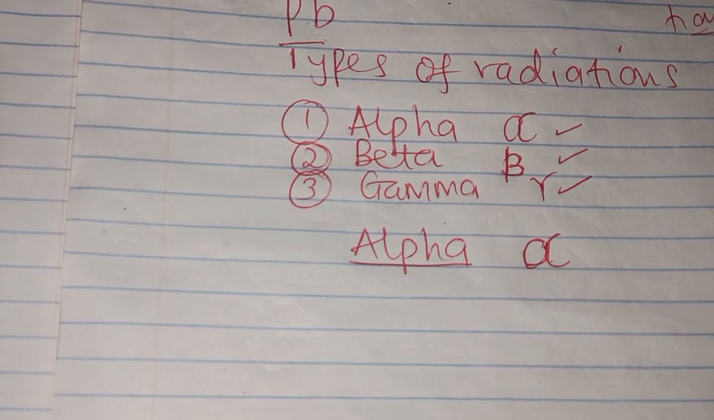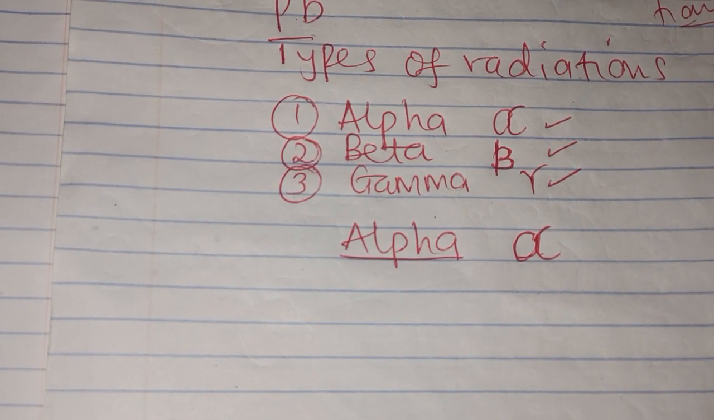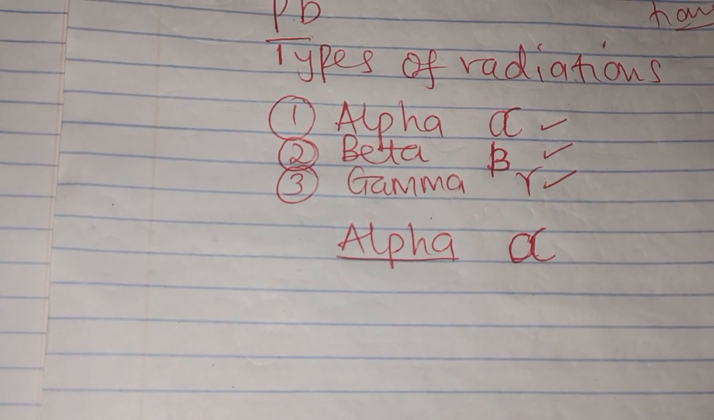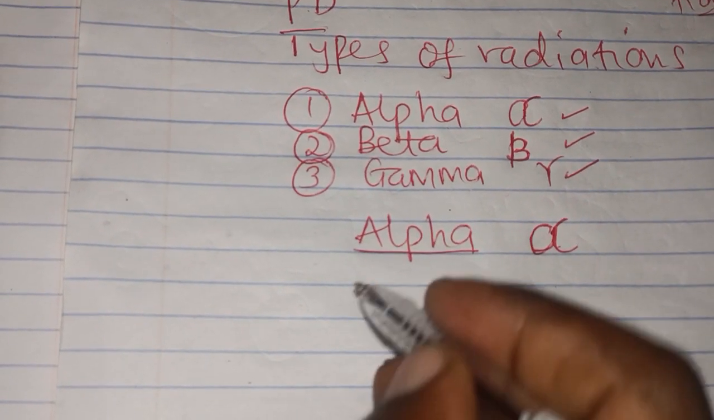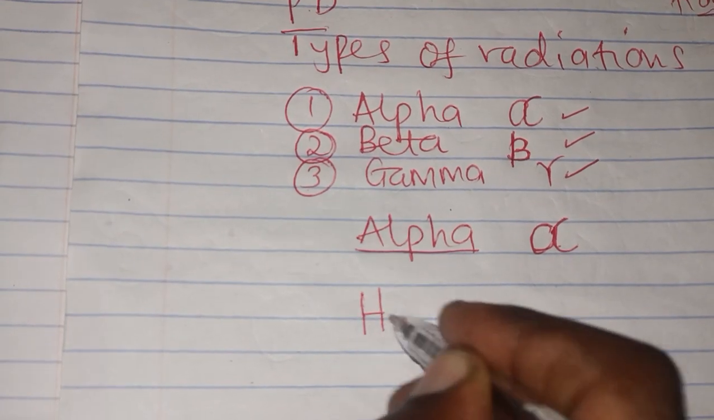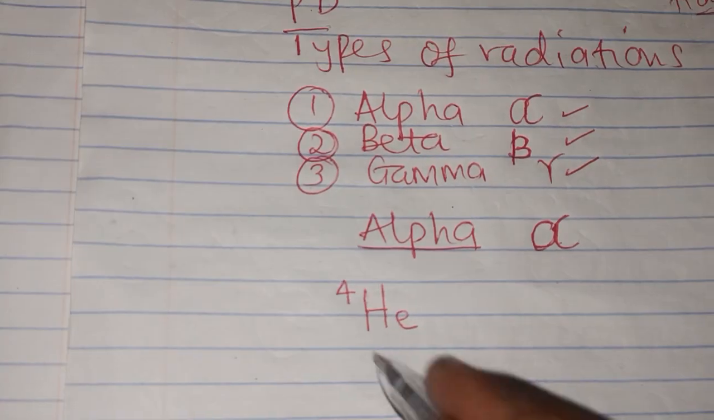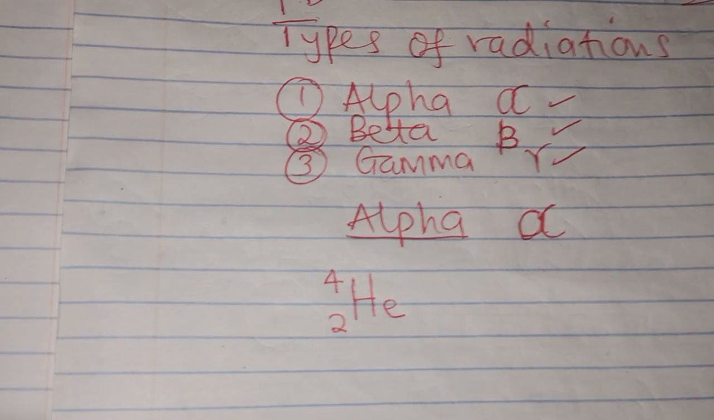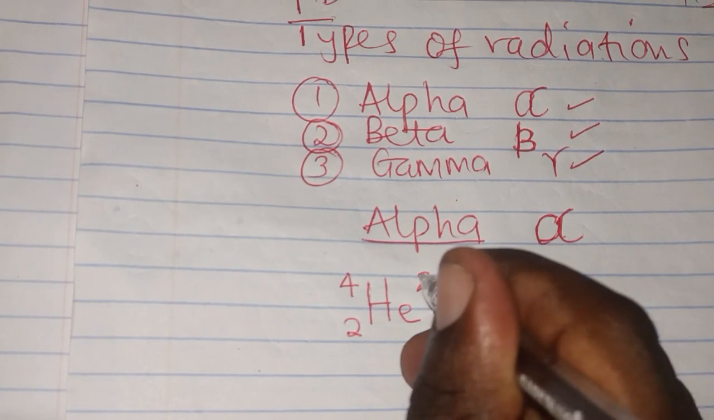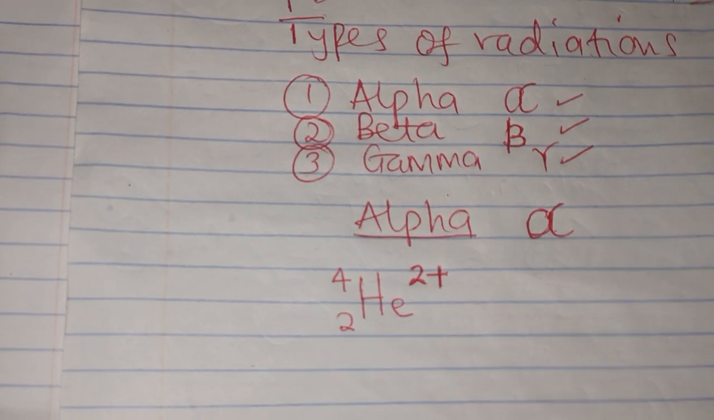This alpha particle is just a helium atom, a helium nucleus, and it chemically appears as this. You have capital H, small e as the chemical formula of helium, with a mass number of 4 and an atomic number of 2. This helium carries a charge written as 2 positive. So the oxidation number is +2.